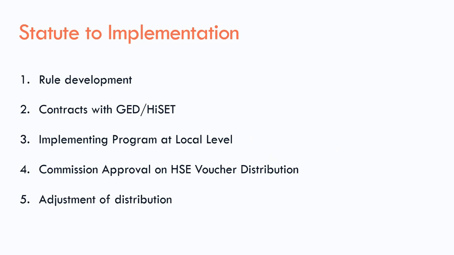Getting commission approval on the high school equivalency voucher distribution. Again, we hope to do that in the next week or 2 here, and we'll let you all know as soon as that is approved by the commission what that looks like for your individual programs. And then either mid-year or a few months down the line, looking at the usage of these vouchers and seeing, based on demand, if there is a need to do a redistribution.